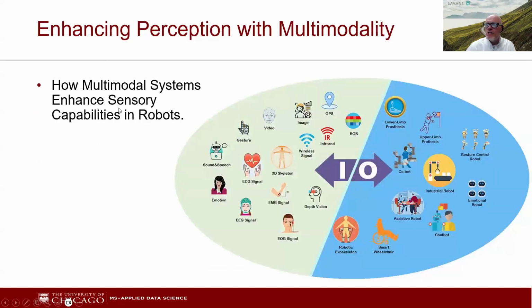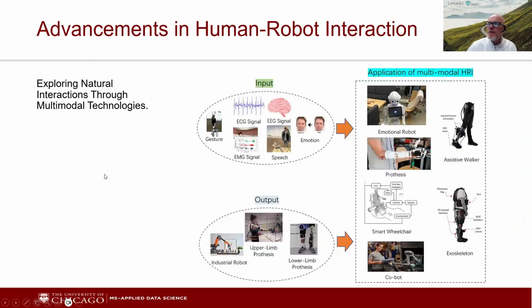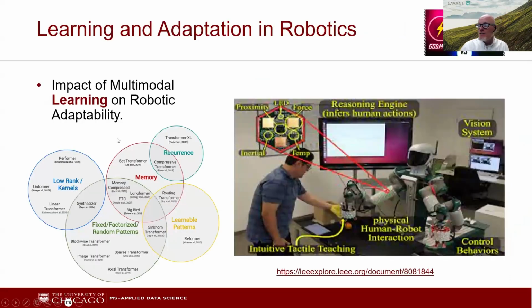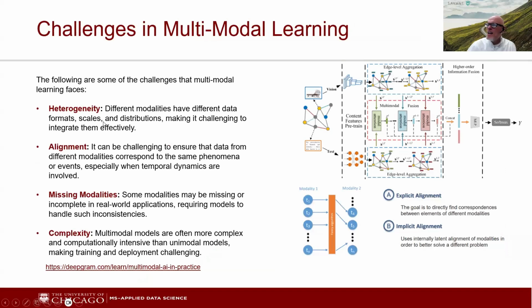Enhancing multimodal languages. It's all about why robots. It's all about sensors. Robots have sensors in them all over the place. Lots of advancements in human ability to do decision making. I'm just going to blast through this. The impact of multimodal learning on robotic adaptability. So robots can learn as well through human interaction, through reasoning, inferring human actions, sensing the squeeze, and the different models for doing that. A couple of things: challenges in our future.